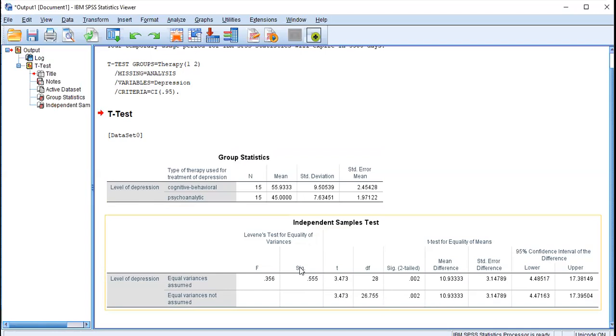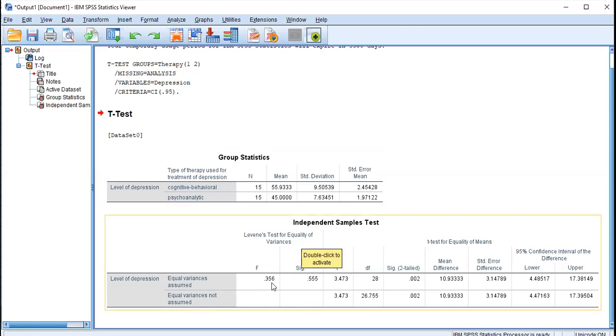Since this value is more than 0.05, we have taken the first row. Levene's test of equality of variance is just to confirm which row of t value you will be considering, the bottom one or the top one.